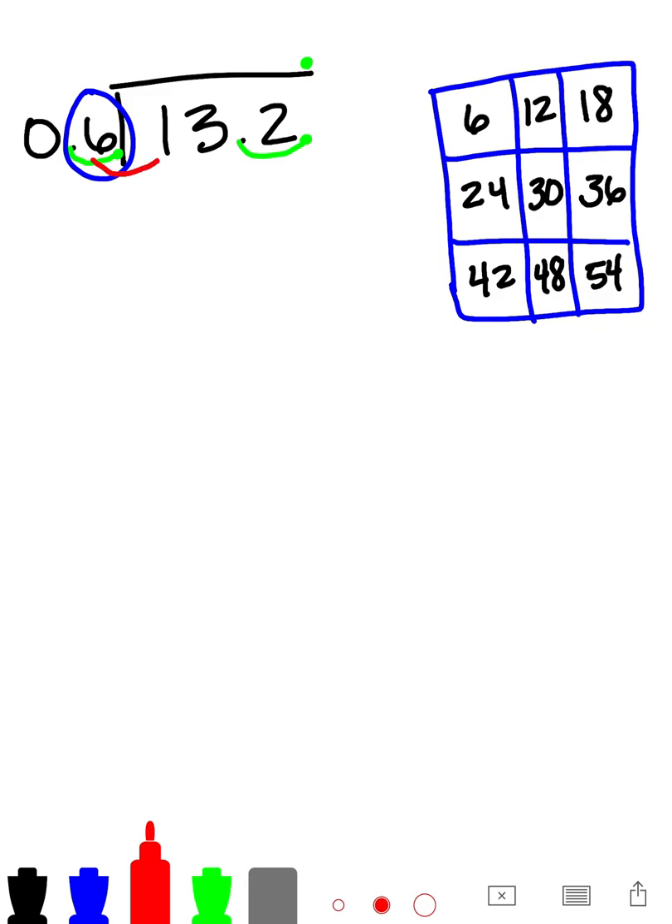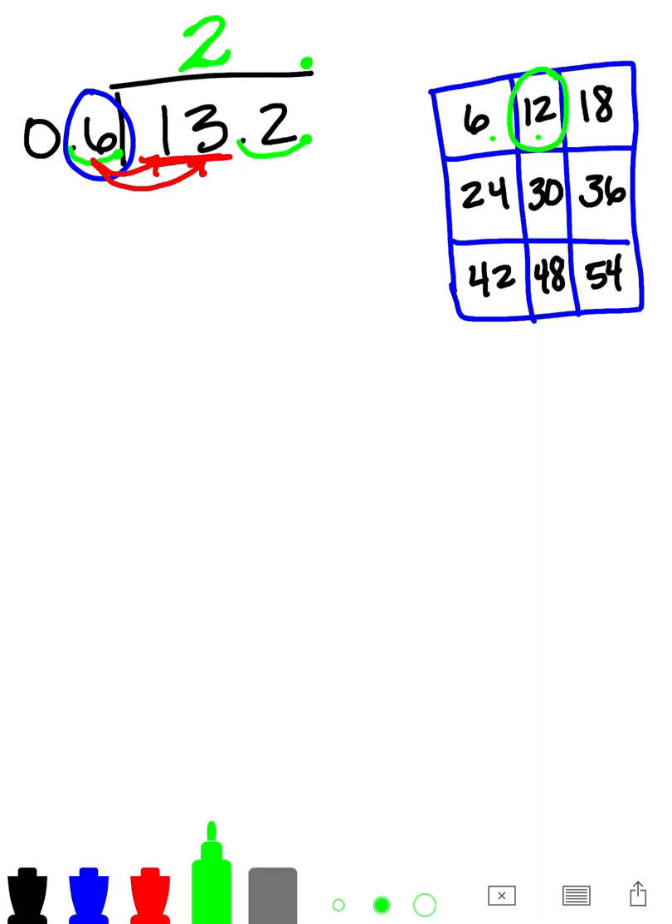I want to know, is there any group of 6 in 1? Can it fit? No. It can't. But it can fit into 13. Okay, so I'm going to look at my count by box. I'm going to find a number that's either the number I'm looking for or close to without going over. Okay, so I look over here. I see 12. That's close to 13 and it doesn't go over. So that's what I want to use. I want to use 2 because it's the second box. Okay. So I'm going to go ahead and say 6 fits into 13 2 times.